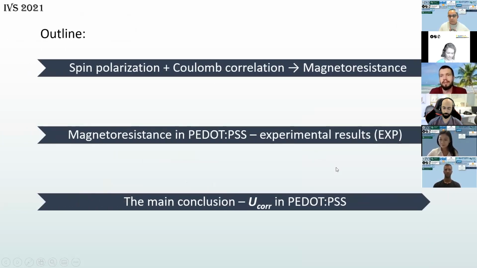This is the outline. First, I will talk about the spin polarization mechanism. Then I will show you the magnetoresistance experimental results in the PEDOT:PSS. And finally, I will draw the main conclusion about the Coulomb correlation energy within the PEDOT:PSS films.